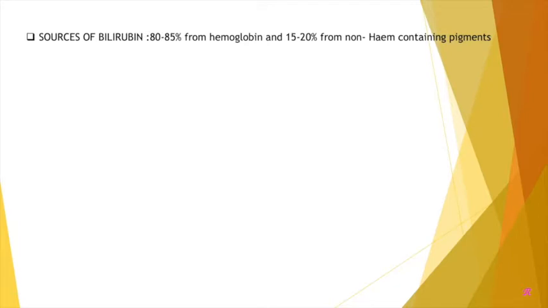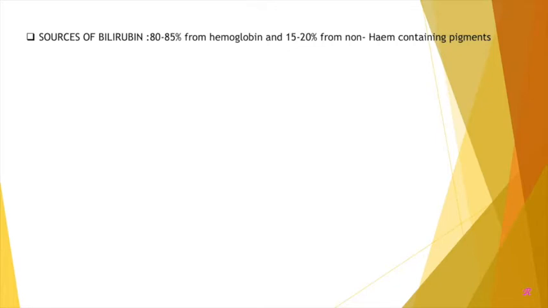The main and major one is the red blood cell, that is RBC. We know the lifespan of RBC. What is the lifespan of RBC? Yes, it is 120 days. After that we call them senile RBCs. What do we mean by senile? Senile means old. Old RBCs.